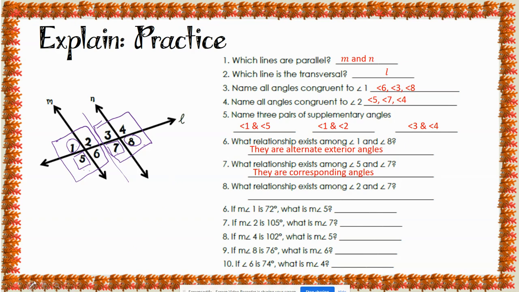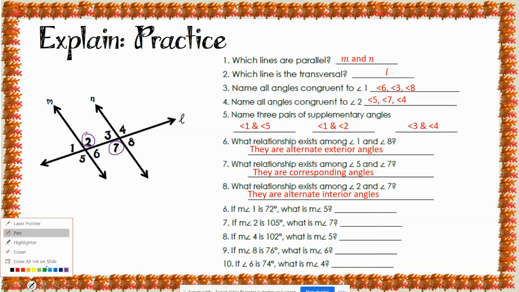Now let's look at the relationship between angle 2 and angle 7. Well, when I look at angle 2 and angle 7, I see that both of them are interior angles because they're in between the 2 parallel lines, and they are on opposite sides of the transversal. That means that these are alternate interior angles.